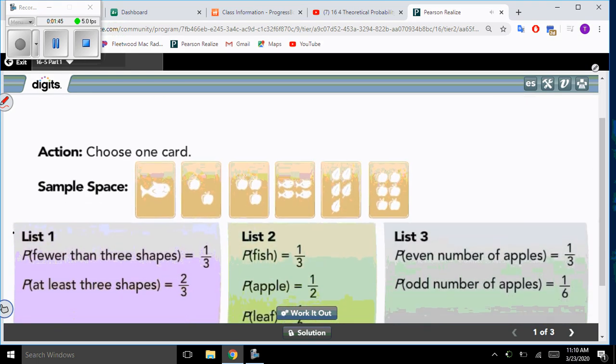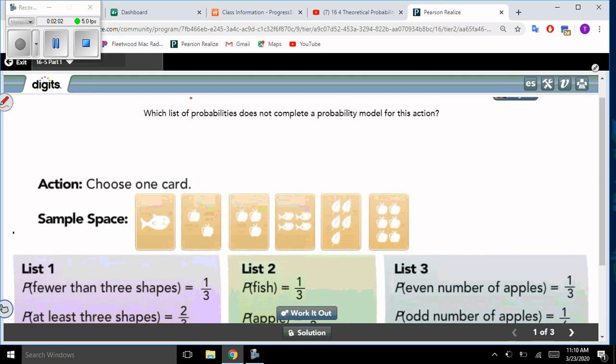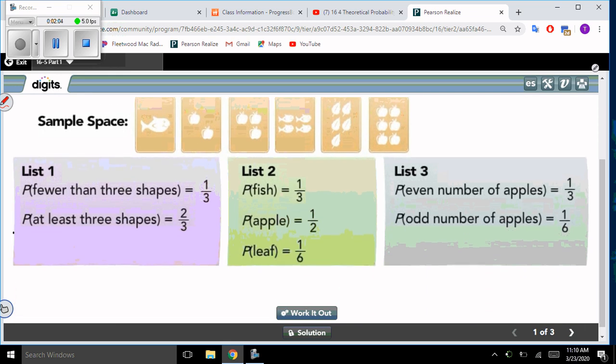All right, so you take a look at this particular situation. They're going to be talking about the action, which they said would be the first part, is to choose a card. Sample spaces, they've listed all 6 cards that you could possibly choose. What you have to figure out is whether it's list 1, list 2, or list 3 that does not complete the probability model for this particular situation. One of the key things I would be looking for is, does it add up to 1? You can see list 1 quickly is 1/3 plus 2/3. List 2, a little bit tougher to take a look at, but that should work as well.